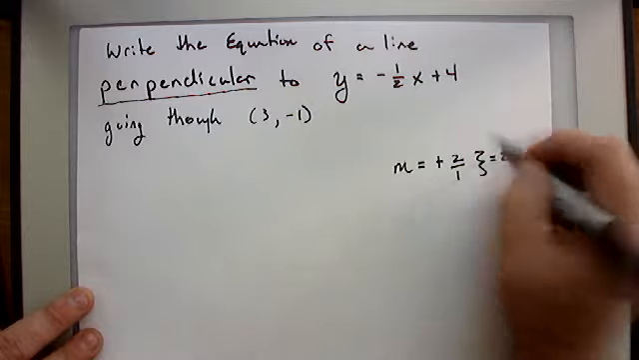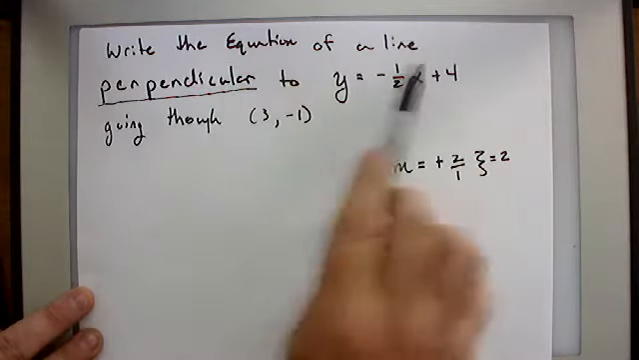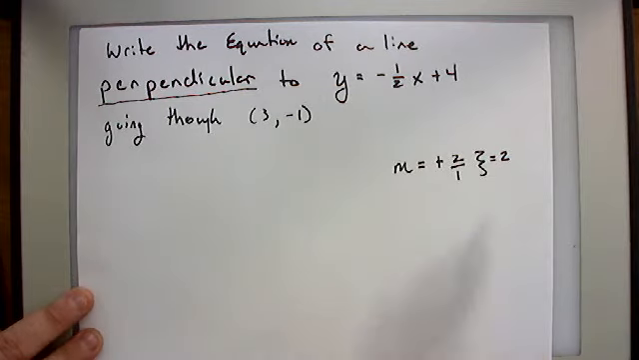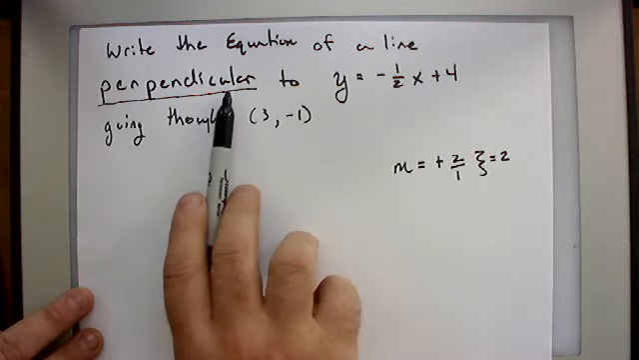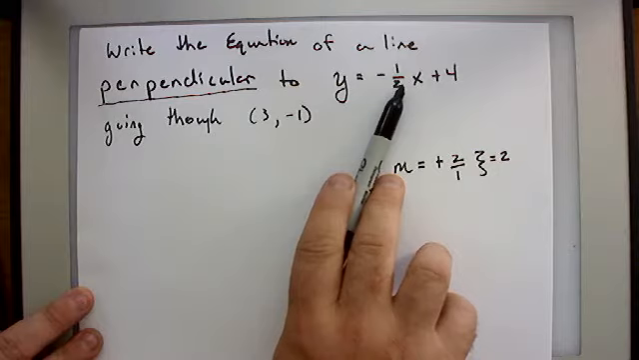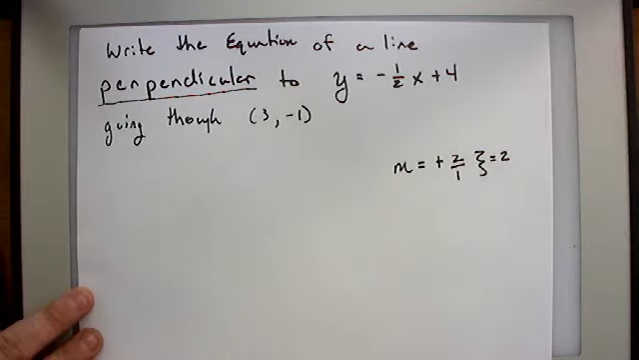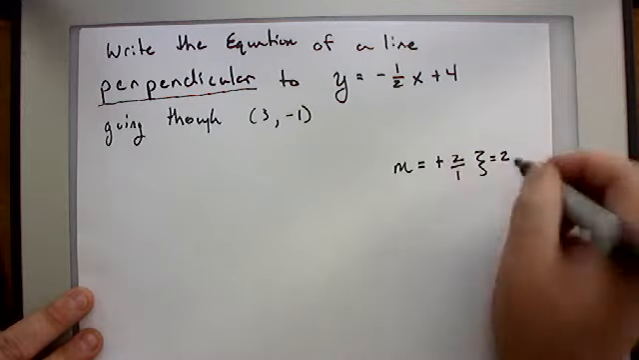That's all that first bit says. Write the equation of a line perpendicular to blah, blah, blah. All that says is your slope is 2. As long as you know what perpendicular means and you know what to do with their slope to get there, it's just 2. Don't forget, you flip it and change the sign. 2 things. So now we got a slope that's 2.